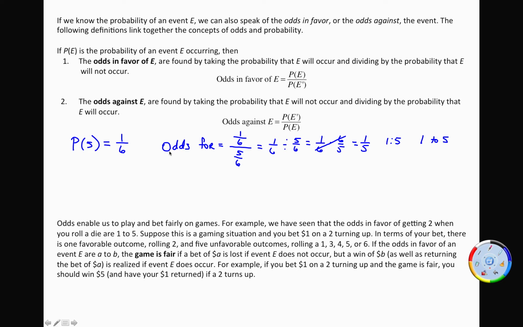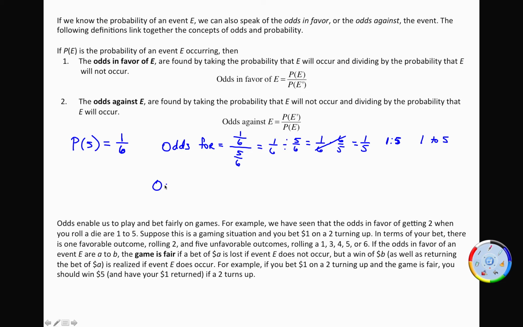Let's talk about the difference between the probability of your event happening and the odds for your event happening. The probability is comparing how many ways your event can happen to every total possible way. Odds is comparing how many ways your event can happen to how many ways your event cannot happen. So there's the distinction between probability and odds.